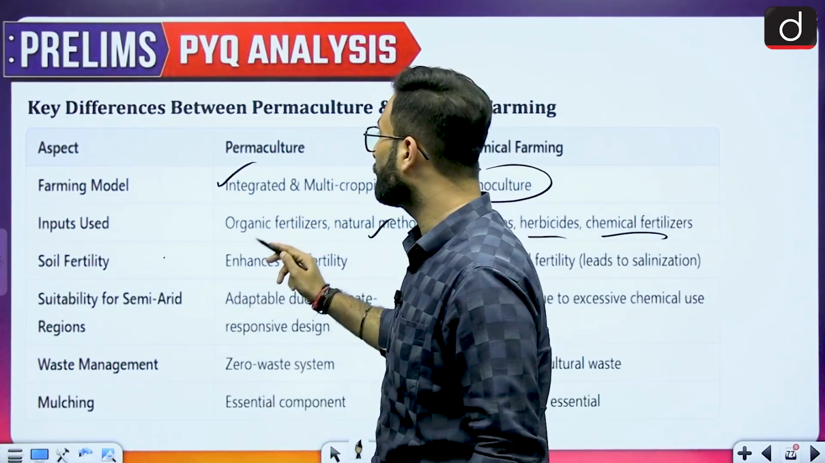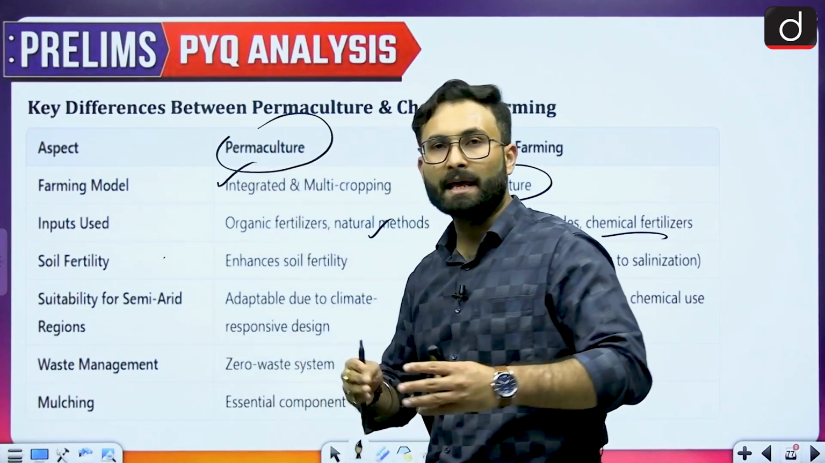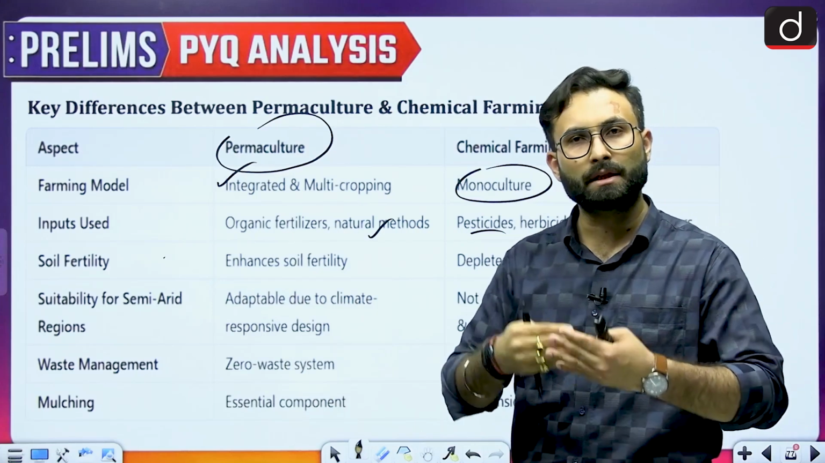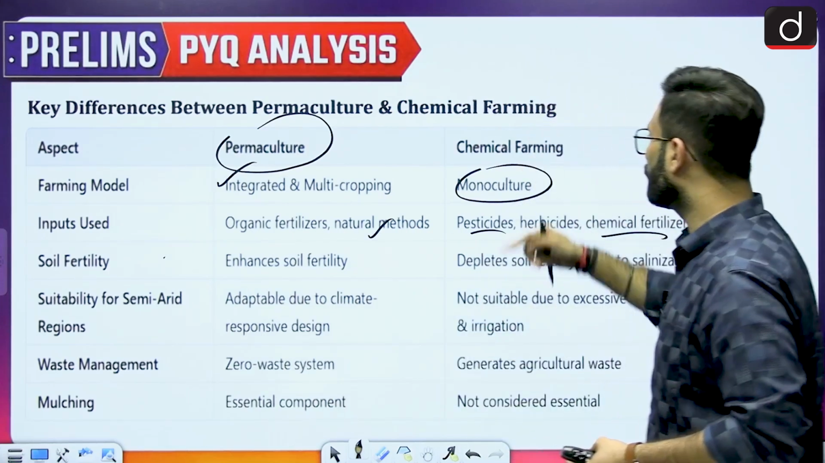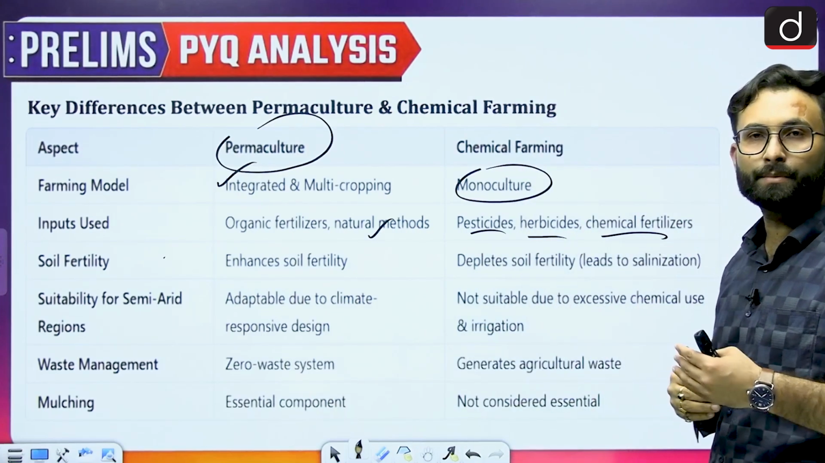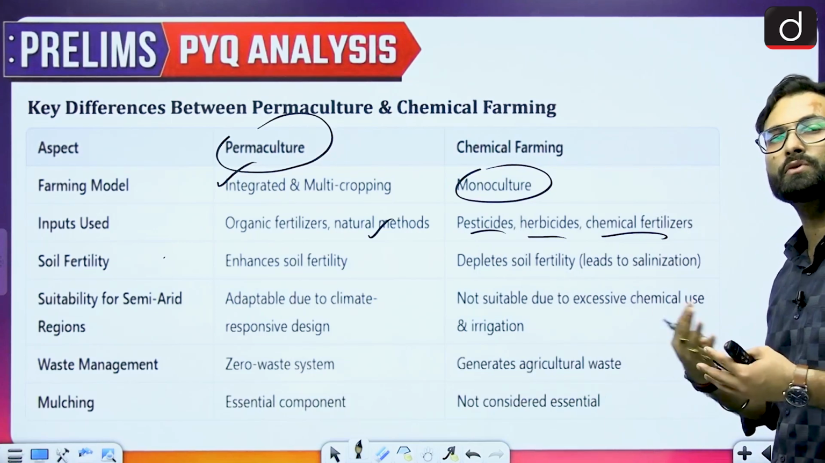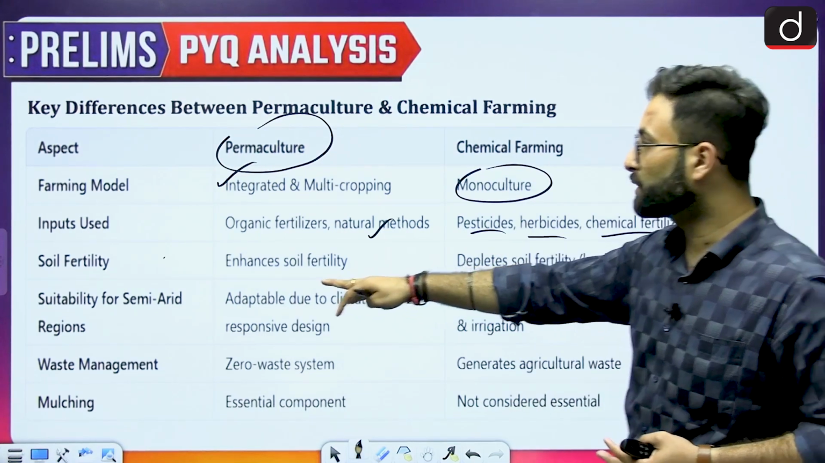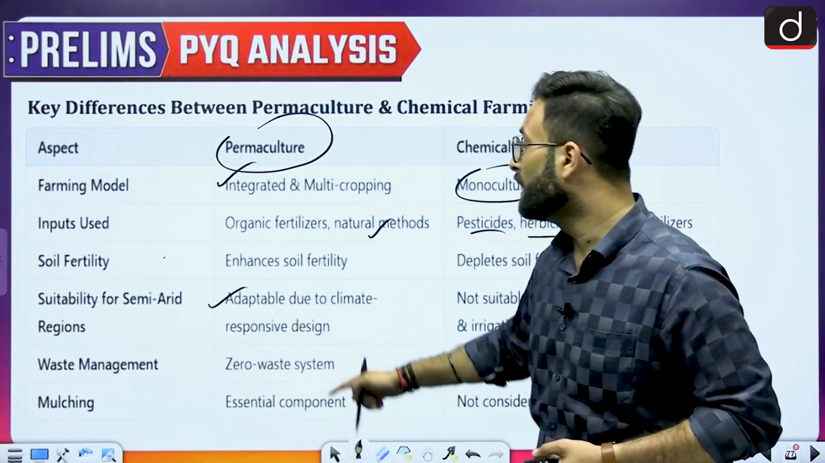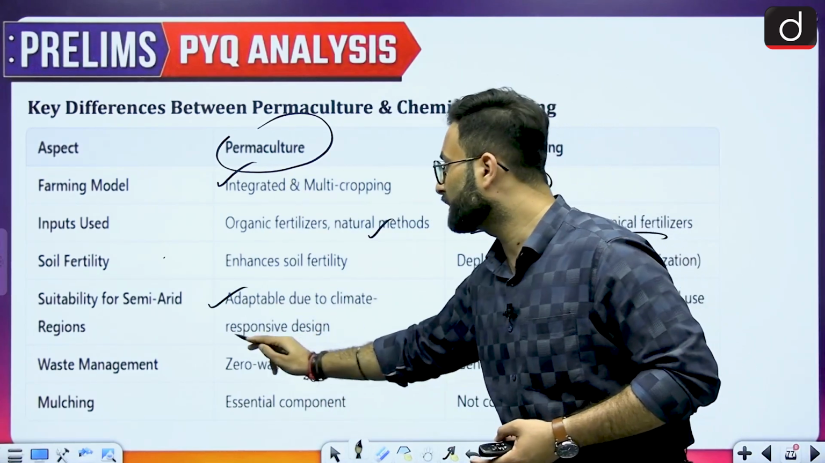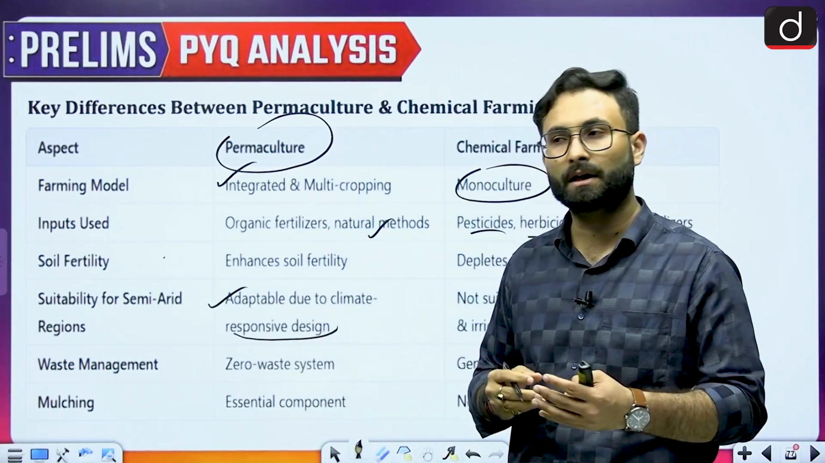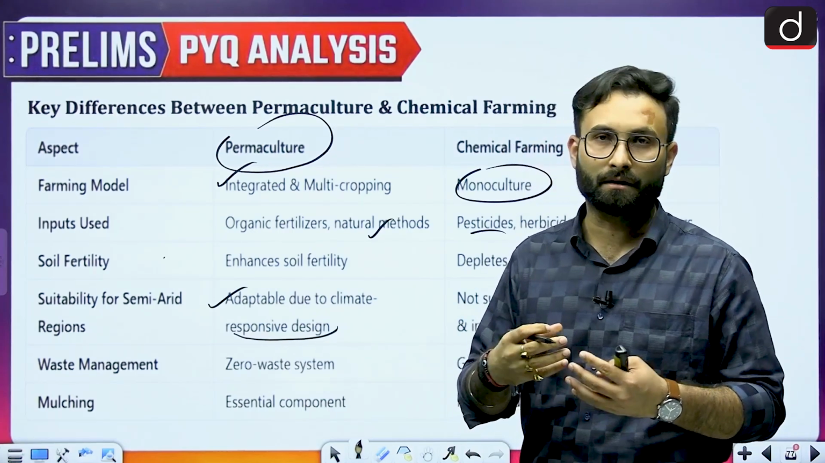Soil fertility, if we talk about it: in permaculture you will be enhancing the soil fertility because you are using the natural elements only. Now in chemical farming you will see a depletion of the soil fertility because you are using chemicals. Coming to the next one, suitability for the semi-arid region: as I told you, this is adaptable due to the climate responsive design. We are going for the design which is climate change resistant.